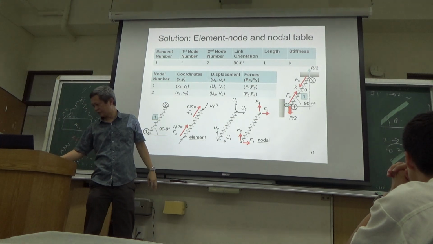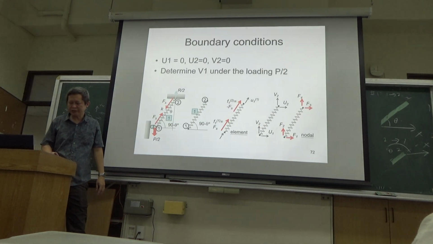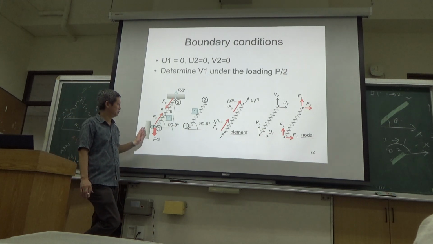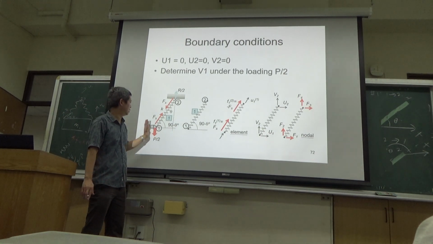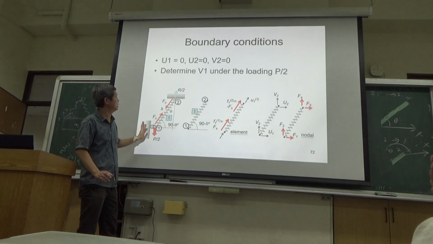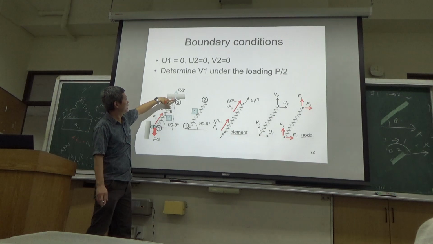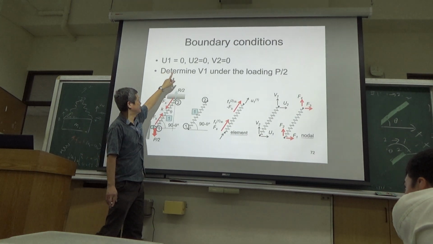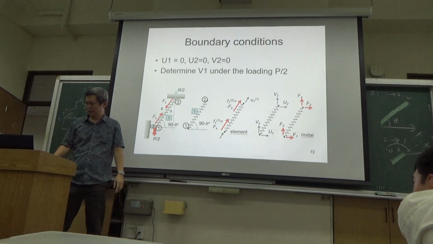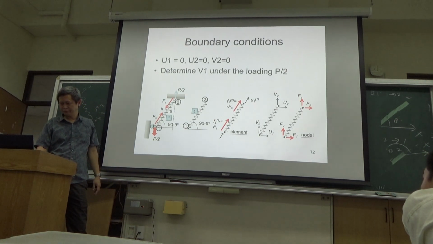Okay? And next, you apply the boundary condition. In this case, because of the symmetry, this whole thing is restricted to move vertically. Okay? And then you can apply another boundary condition on node 2, which is fixed or anchored. U2 and V2 are equal to 0. And then next. Okay? What else?